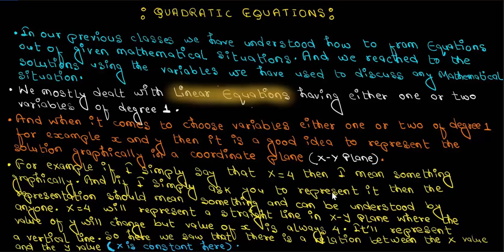or in a 2D, two-dimensional plane. For example, if I simply say that x equal to 4, then I mean something graphically, and if I simply ask you to represent it, then the representation should mean something and can be understood by anyone. x equal to 4 will represent a straight line in the xy plane where the value of y will change but the value of x is always 4. It will represent a vertical line. So here we saw that there is a relation between the x value and the y value. x is constant here.